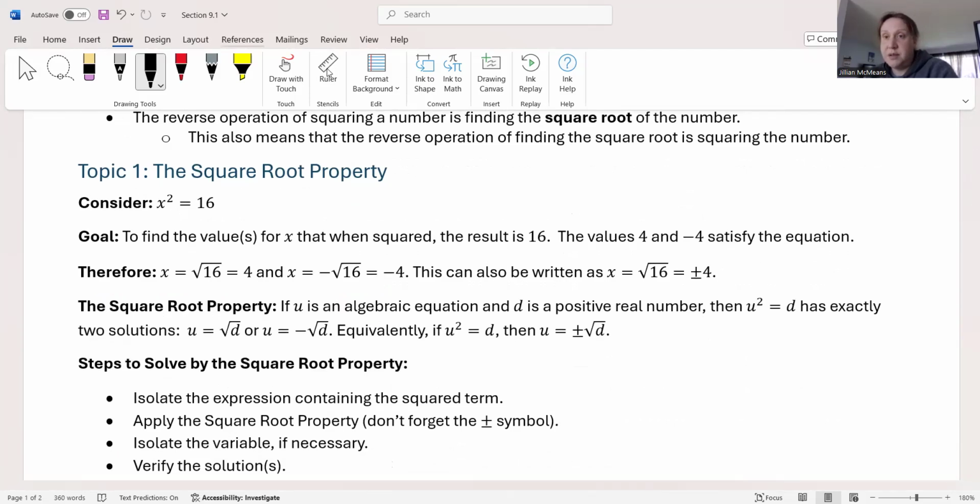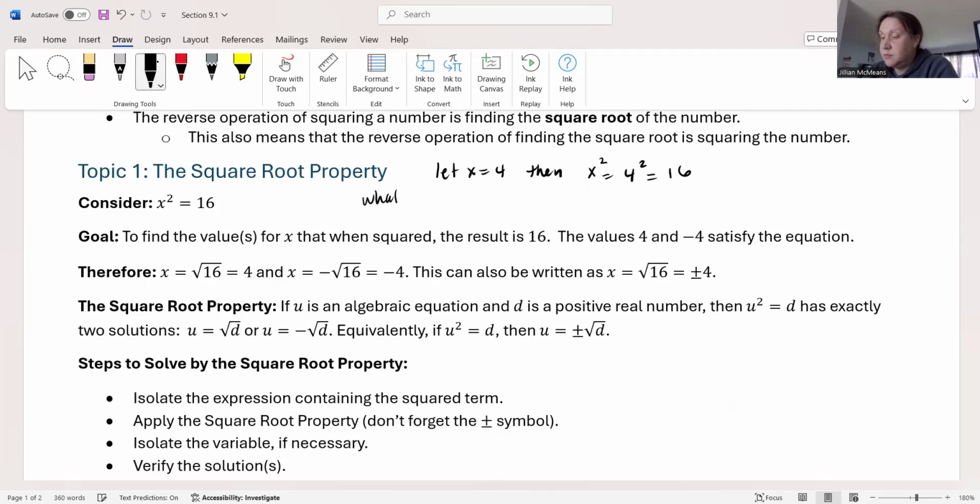So we first need to consider something like x squared equals 16. When we're looking at an equation like x squared equals 16, it's definitely a quadratic equation, okay? And our goal is to find the value or values for x that when squared, the result is 16. So let's think about that. If I take 4, then if I take x and square it, that just equals 4 squared, which is 16. So we would easily say, hey, the solution to this equation is 4. But is that every real number that when squared, we get 16? Well, no, there's another one.